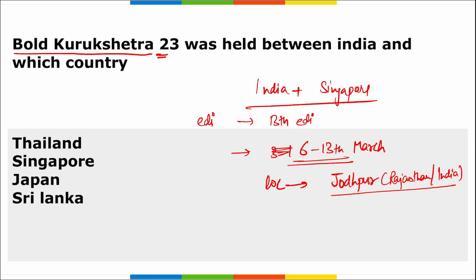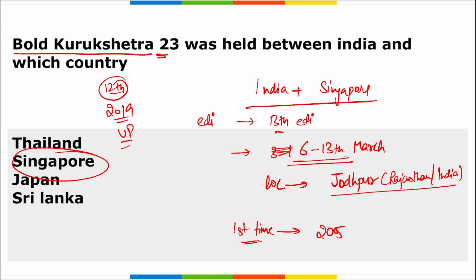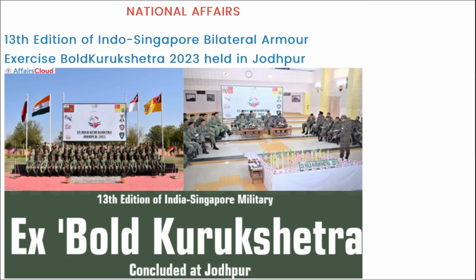Then, when was the first time this exercise, that was Bold Kurukshetra, conducted? It was in 2005 that this exercise was first conducted. Alright, and the 12th edition of this joint military exercise, now this is the 13th, so 12th edition was conducted in 2019. Alright, and it was in Uttar Pradesh only. So coming back, the correct answer is Singapore. Moving on, next.